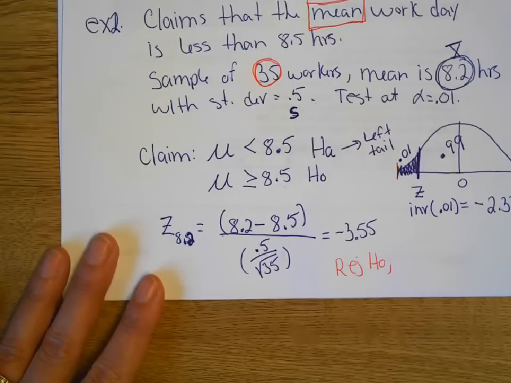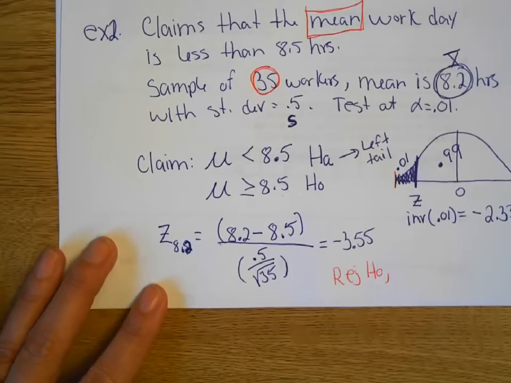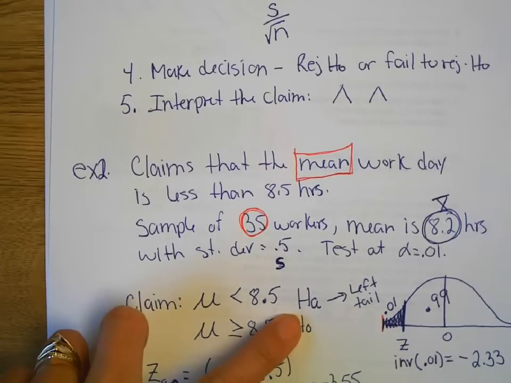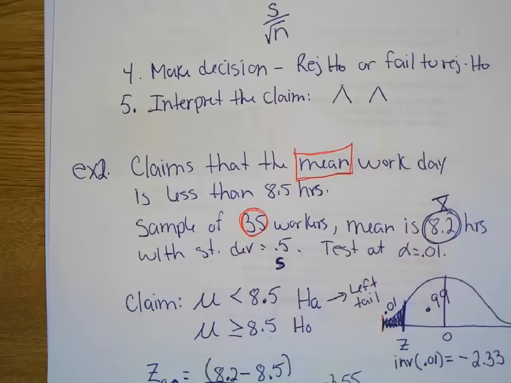So use your little flow chart thing, tree diagram. My claim was the Ha. So I'm following the right side of the poster. Claim is the Ha. We rejected the Ho. So what can we say about the claim?